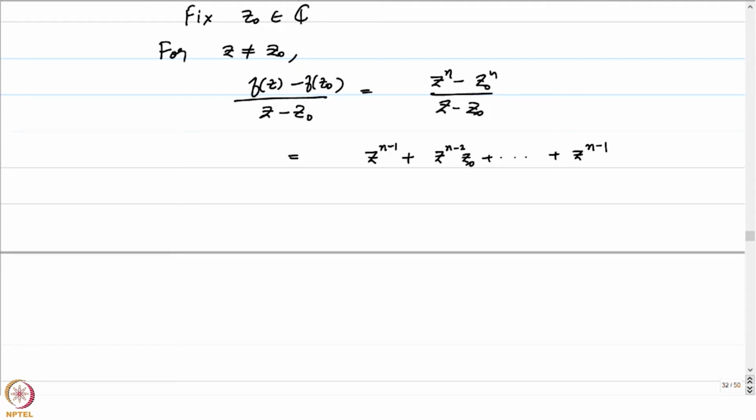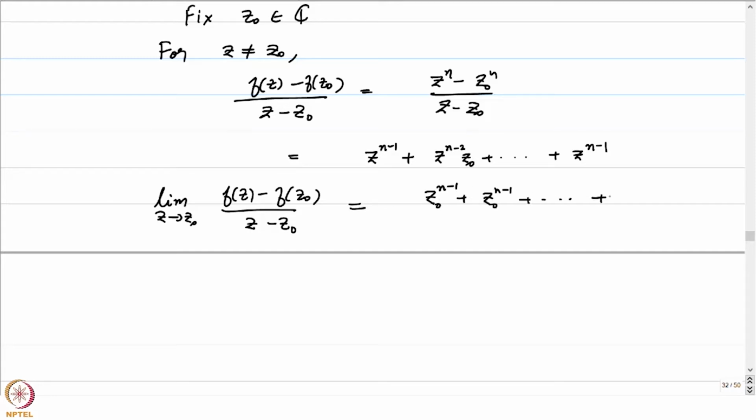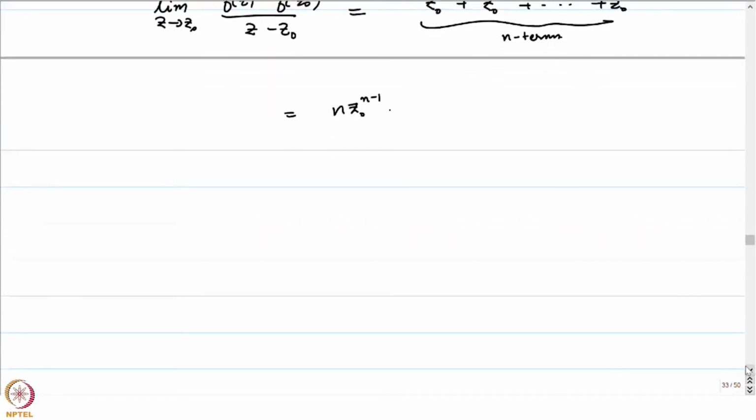that z to the power n minus z naught to the power n by z minus z naught is exactly equal to this. Now if you take the limit as z goes to z naught, this is going to be z naught to the power n minus 1 plus z naught to the power n minus 1 plus up to z naught to the power n minus 1, and each of these is contributing once. There are n terms, and hence this is equal to n times z naught to the power n minus 1. So as is to be expected, the complex derivative of z to the power n at a point z naught turns out to be n times z naught to the power n minus 1.